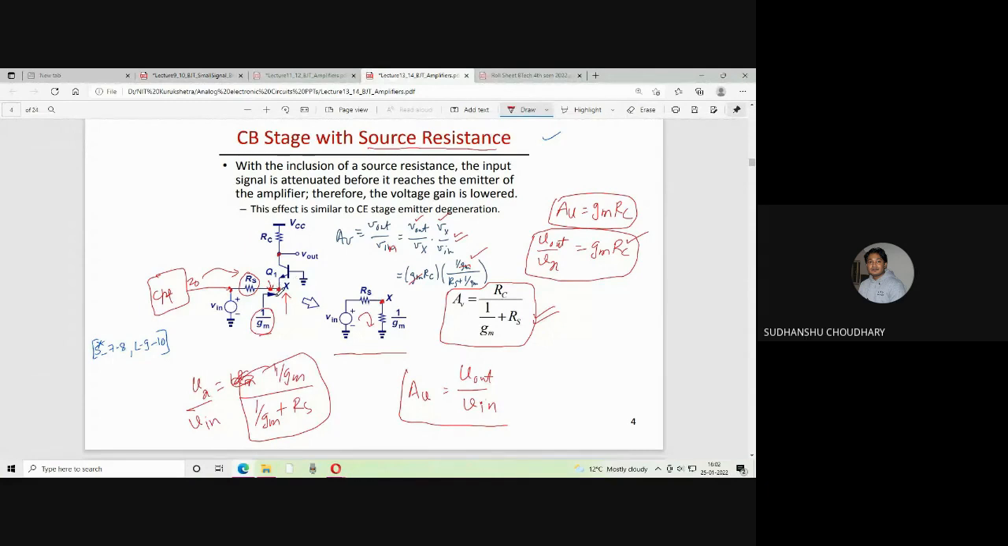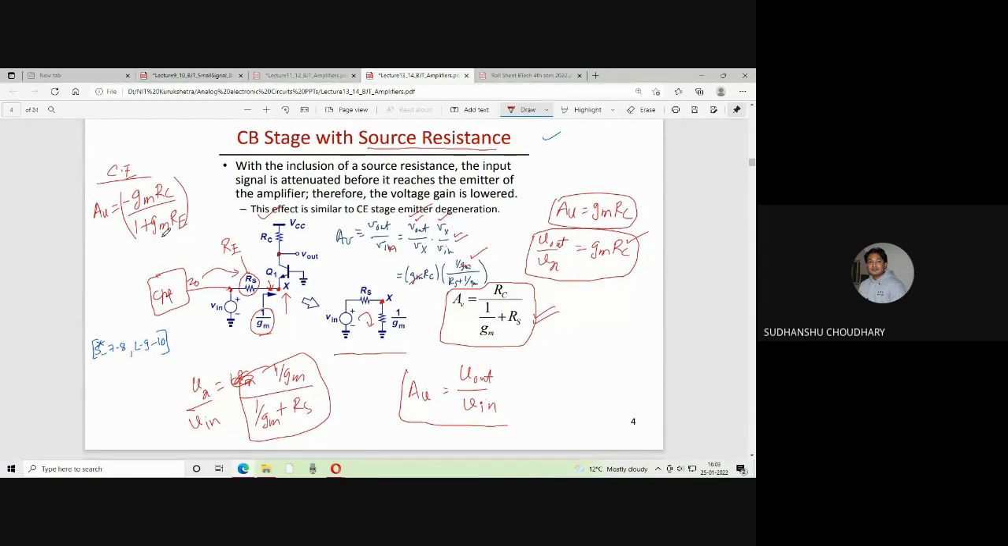Now this effect is very similar to the emitter degeneration that we had seen in the common emitter stage. In the common emitter amplifier, we had seen that at the emitter side, instead of Rs, we had Re. Because of this Re, the gain was reduced, and the total gain was minus gm Rc divided by 1 plus gm Re.